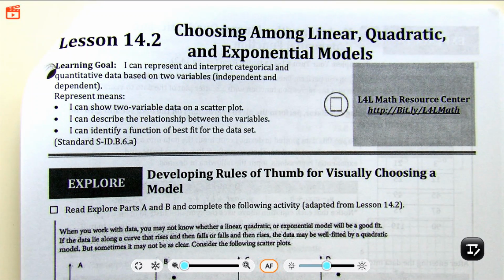Hello class, this is lesson 14.2. This lesson is titled Choosing Among Linear, Quadratic, and Exponential Models.